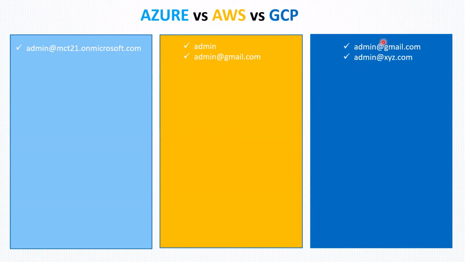In GCP, if you want to access the GCP console, you must have a Gmail ID. Without that, you can't log in. Now the question might come, if I have a corporate ID, then what can I do? For the corporate ID, I have given a second example here, admin@xyz.com. In that case, I have to create a similar Gmail ID, with this name, and then that Gmail ID I can use to log in to the GCP console. So that is the requirement here.